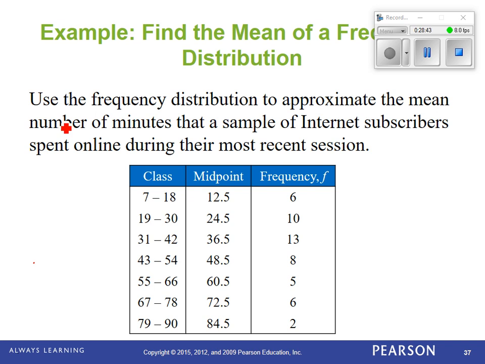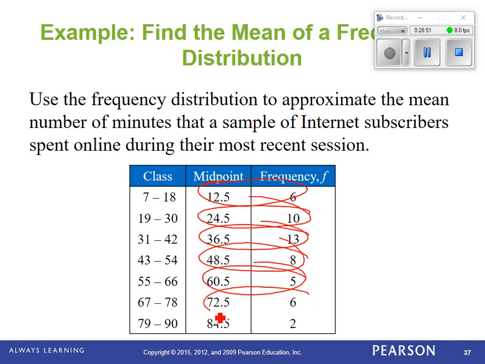So if we were doing this one, we're going to multiply this number times that, this number times that, this number times that, this number times that, all the way down through here. And then once we have all those answers, we're going to add them all up. And then we're going to divide by whatever this total frequency is, which looks like 50. So we're going to divide by 50.